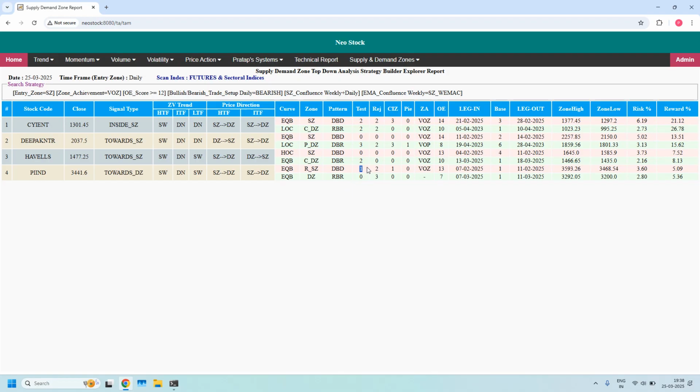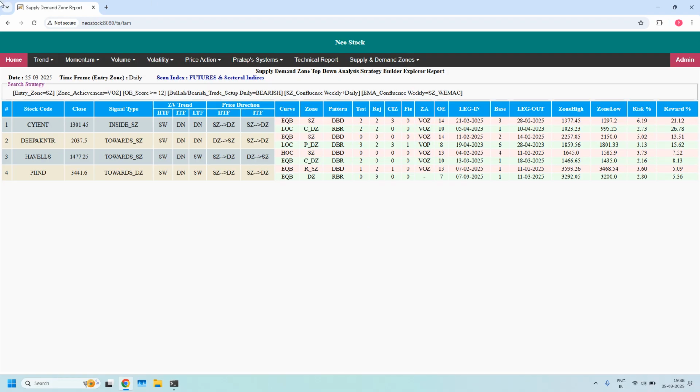And the 4th one is already tested. That is also twice. Rejections, 2 rejections. Good. Okay, this is based on LTF and ITF supply zone confluence and ITF EMA confluence. Next, we will look into LTF, ITF and HTF supply zone confluence.